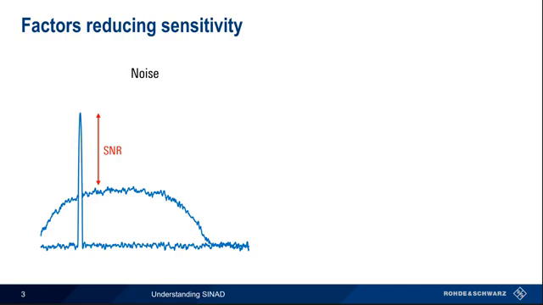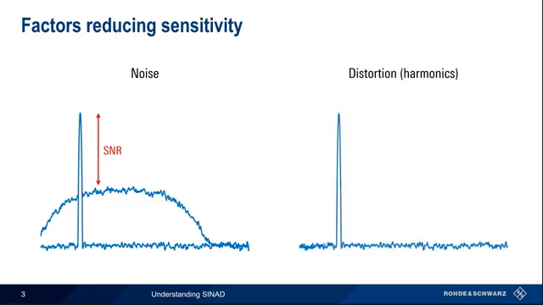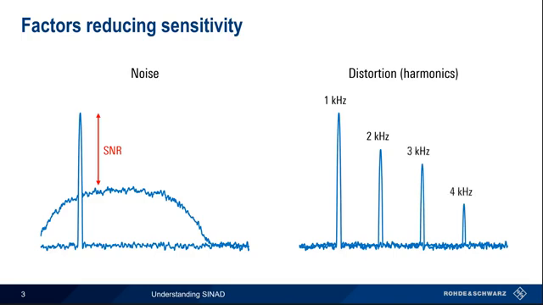In addition to noise, the other main factor affecting receiver sensitivity is the presence of distortion, often in the form of harmonics. Harmonics are copies of a signal appearing at integer multiples of that signal's frequency. For example, if our fundamental signal is at 1000 Hz, harmonics will appear at 2000 Hz, 3000 Hz, 4000 Hz, etc. Harmonics and other types of distortion are not uncommon, so when measuring receiver sensitivity, it's important to consider the effect of both noise and distortion.